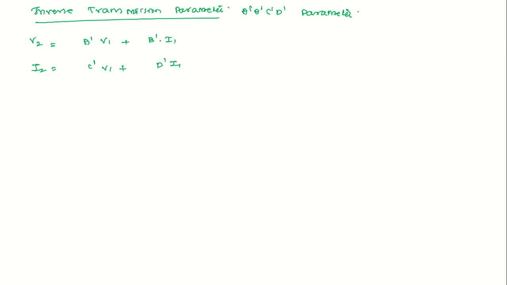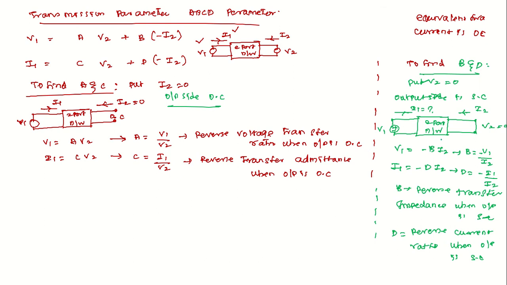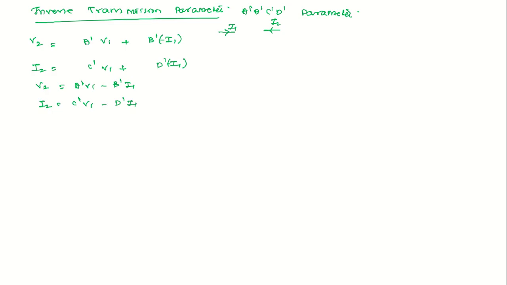Here also, the output current is I2. For example, the current I2 will be in this direction and the current I1 in this direction, both are opposite, right? So you put a minus in front of this. So this equation can be rewritten as V2 and I2, which is equal to A dash V1 minus B dash I1, and C dash V1 minus D dash into I1. So here also these two values, B dash and D dash, will be negative.